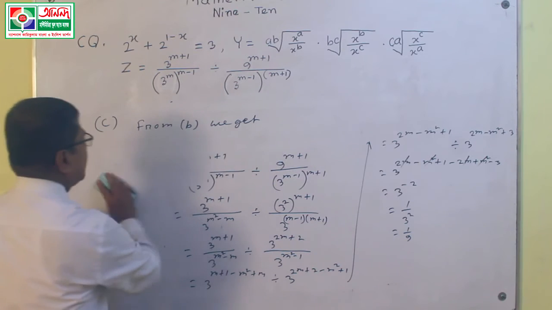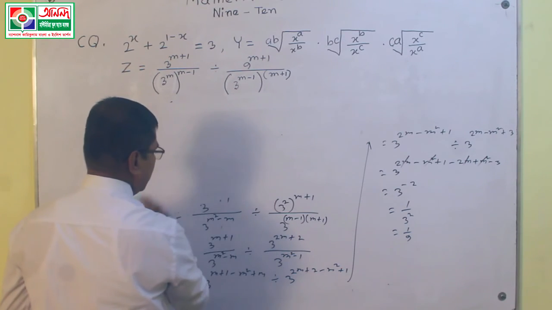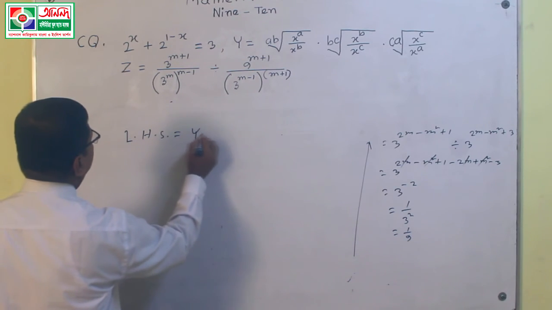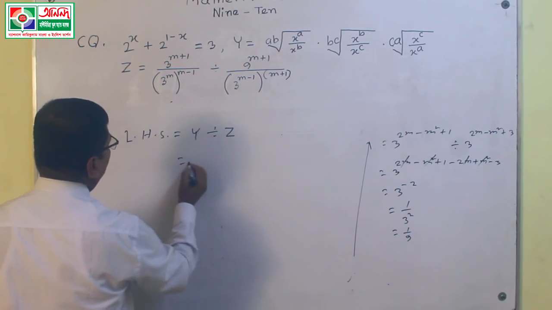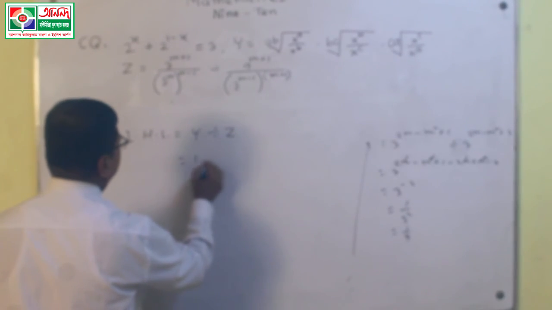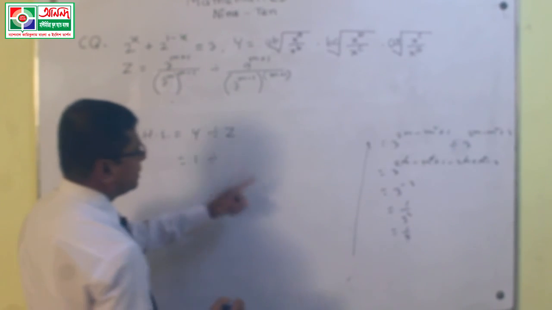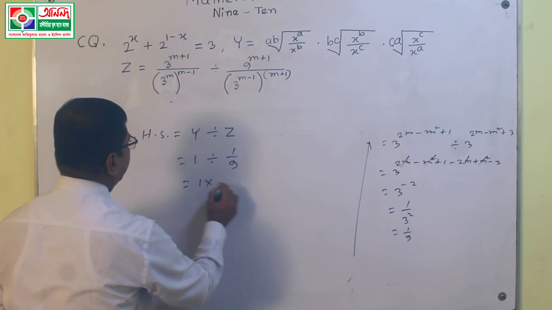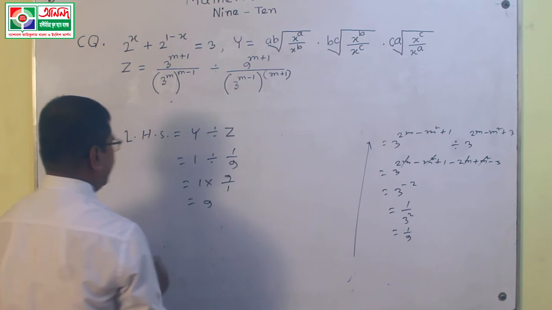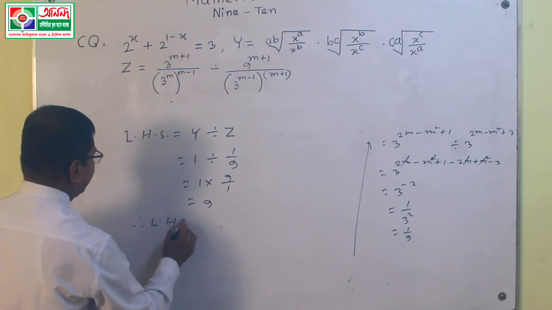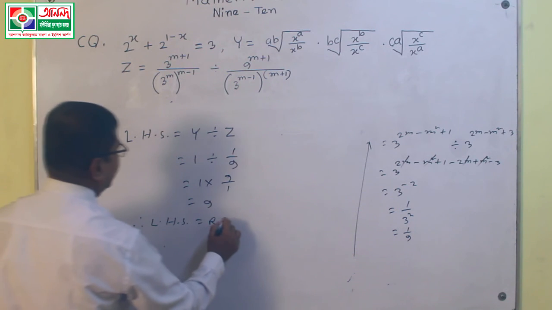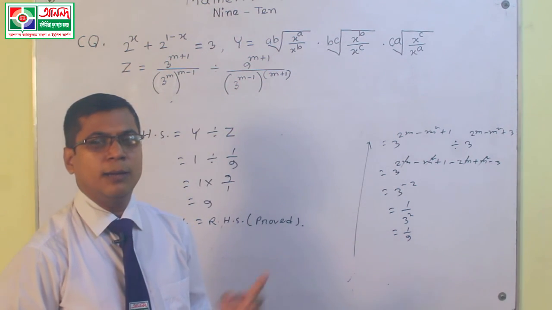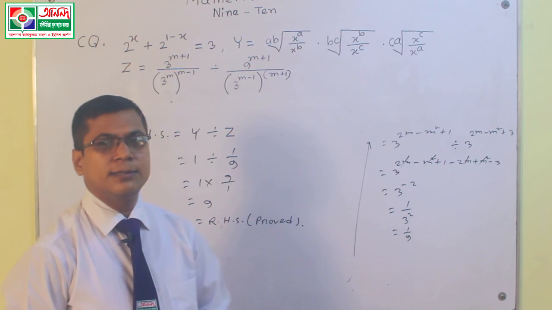Now we will write left hand side of the question number C. Left hand side equal y divided by z. We know the value of y equal to 1 and division, the value of z equal to 1 by 9. So you can write 1 multiply 9 by 1 is the 9. Therefore, left hand side equal right hand side.